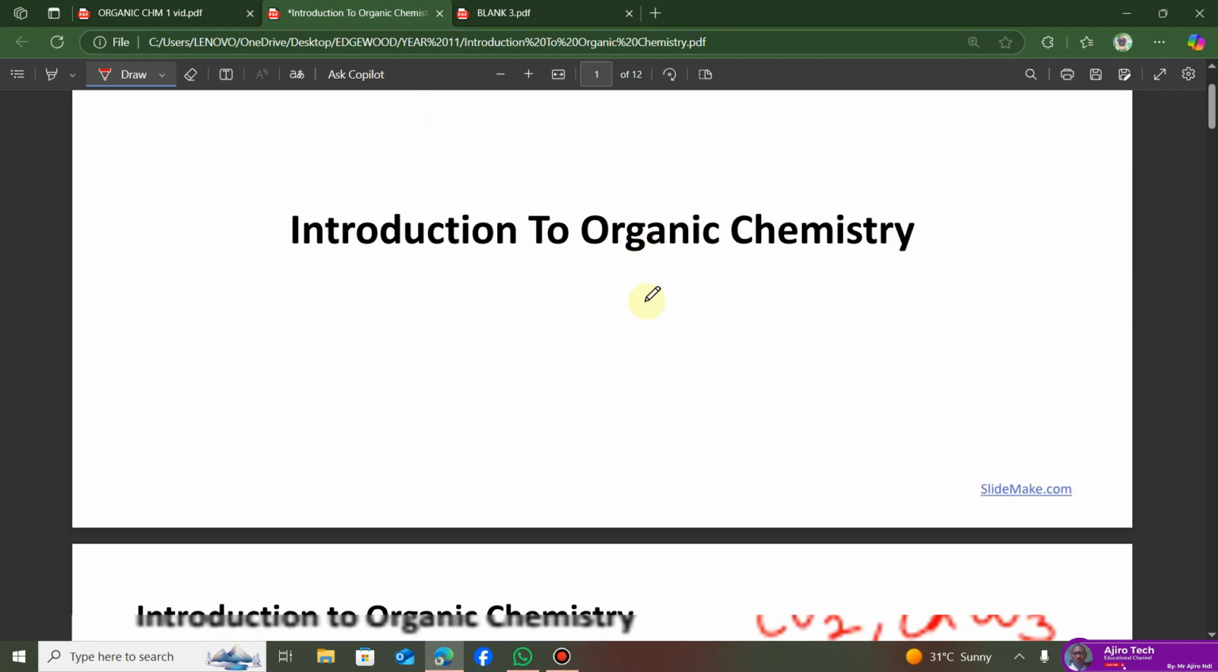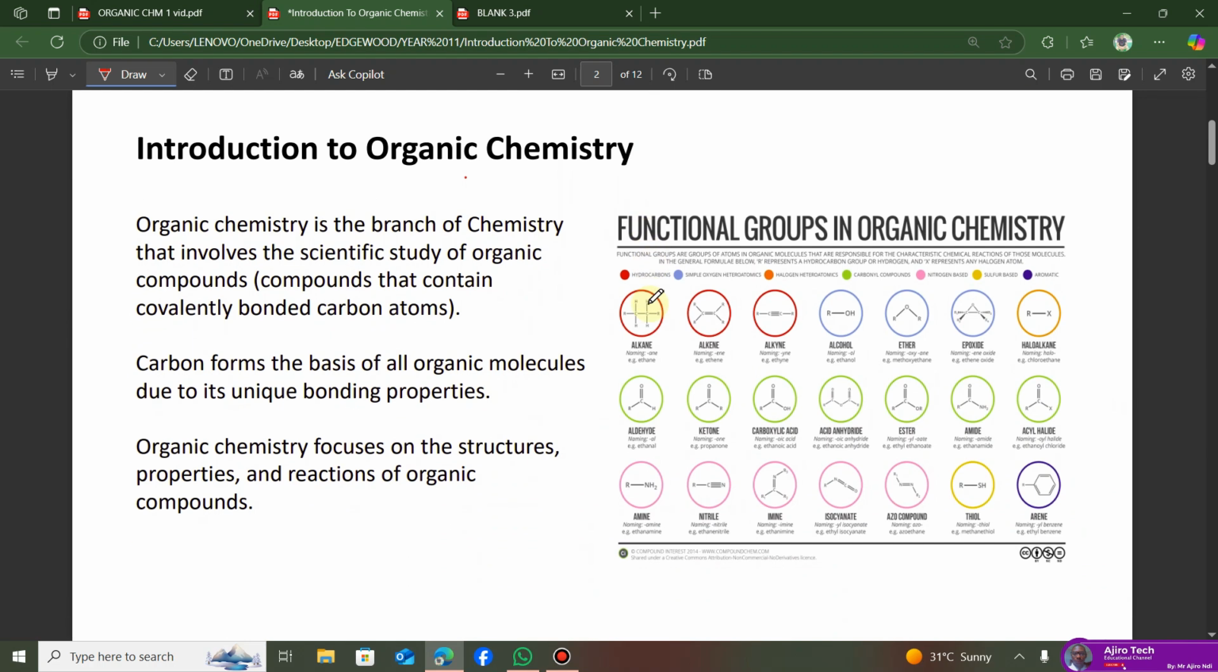All right, so let's go straight to understanding first what organic chemistry is. Organic chemistry is a branch of chemistry that simply involves the study of organic compounds. Now, what do we mean by organic compounds? Organic compounds are compounds that contain covalently bonded carbon atoms. So in organic compounds, you would always see carbon covalently bonded with carbon, carbon covalently bonded with hydrogen, or carbon covalently bonded with any other element. So the focus is simply carbon.